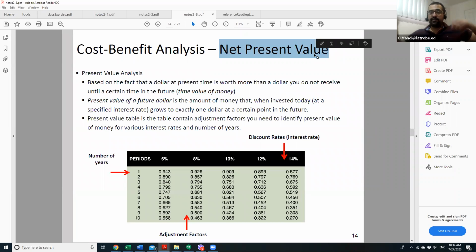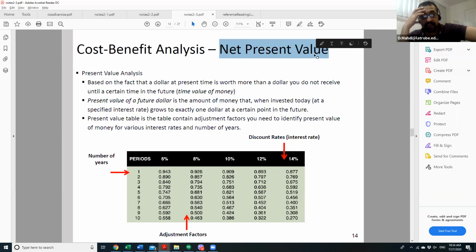Let's have an example about this one. Let me ask you a question. If I gave you $1, for example, 10 years ago, is it worth the same value as today? Of course not, right? Absolutely not.